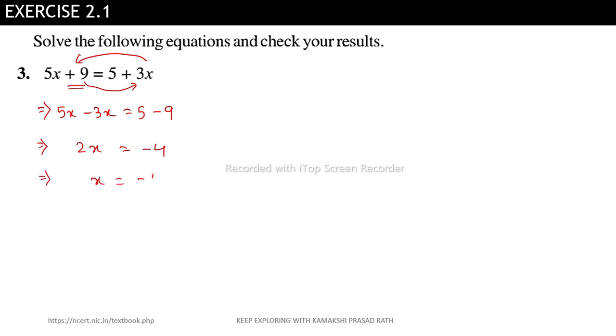So 2x equals minus 4, and 2 is to be shifted again. So 2 is multiplied on the left side, so 2 will be divided on the right hand side. It gives us minus 2.